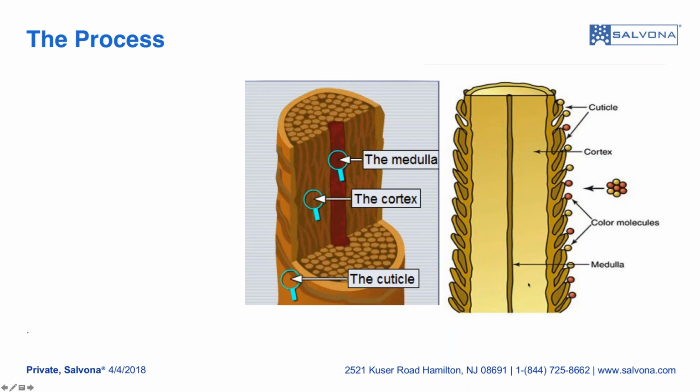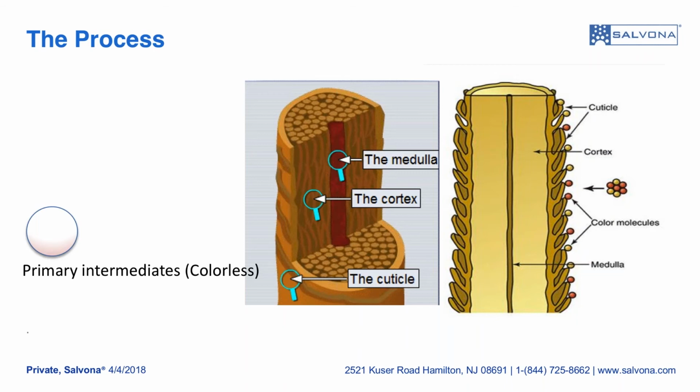When we are talking about hair dyeing, the color molecules are typically associated with the cuticles. However, in case of permanent hair dyeing, these molecules are able to penetrate into the cortex. In order for the dyes to penetrate, we have to use some special chemistry. What is the chemistry used to dye the hair?